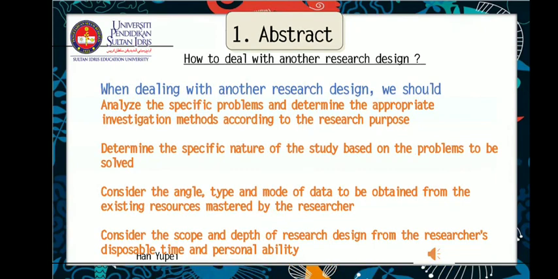How to deal with another research design? When dealing with another research design, we should: 1. Analyze the specific problems and determine the appropriate investigation methods according to the research purpose. 2. Determine the specific nature of the study based on the problems to be solved. 3. Consider the angle, type, and mode of data to be obtained from the existing resources mastered by the researcher. 4. Consider the scope and the depth of research design from the researcher's disposable time and personal ability.